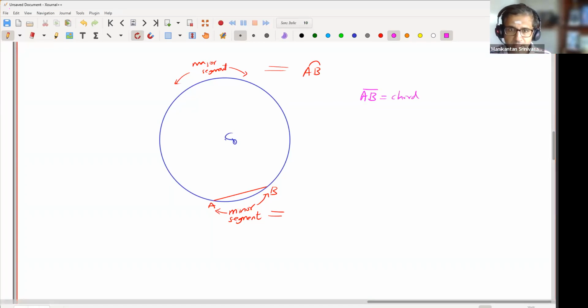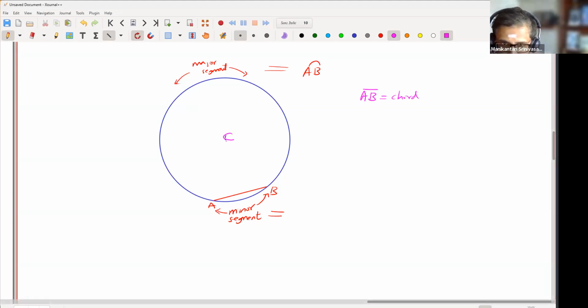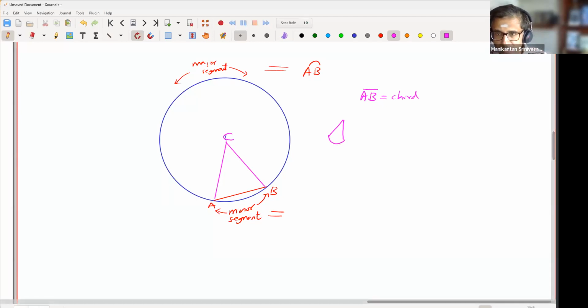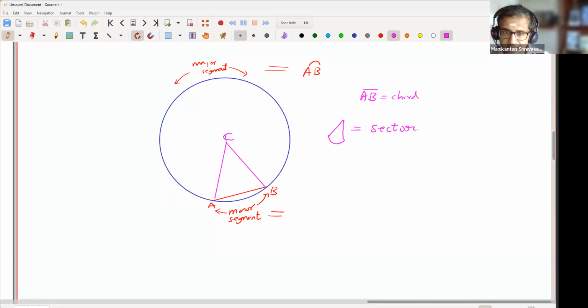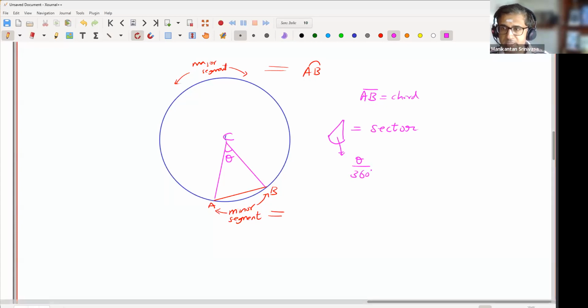Okay, all of us know this. Now, if I join to the center of the circle, A and B, so C to A and C to B. Now, this portion that forms like a hat of a clown or something, this is a sector. A sector has an angle at the center, let's say this is theta. Then you can find the area of the sector very easily. It's just theta upon 360, because of the fraction of the circle it's occupying.